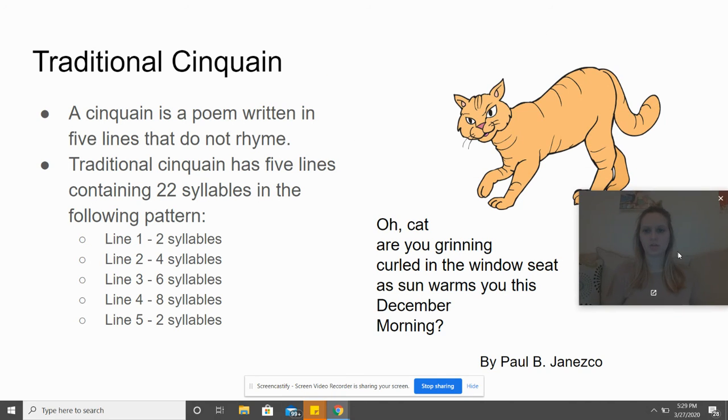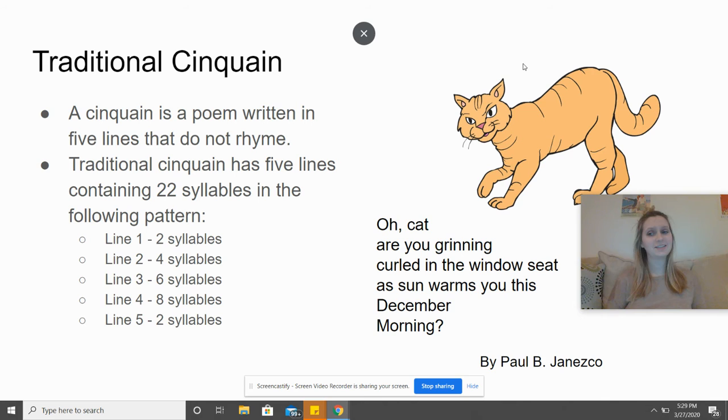Okay, this is a traditional Cinquain. I can't pronounce that either. Some of these types of poems are hard to pronounce for me, I'm sorry. This type of poem is written in 5 lines that do not rhyme. Traditionally, it has 5 lines that contain 22 syllables. Right below is the pattern that it goes in. This poem is by Paul B. Janesco. It goes, "Oh cat, are you grinning, curled in the window seat, as the sun warms you this December morning?"